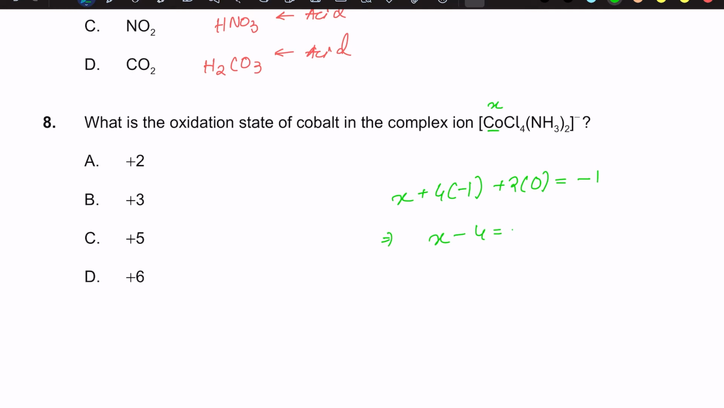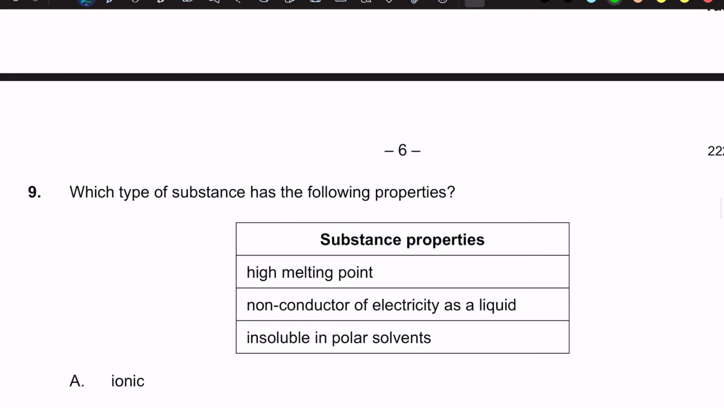Now we have to solve for X. X minus 4 equals -1, so X will be 4 minus 1. So finally X is +3. So the answer will be +3, which is our option B. Moving to the next question.